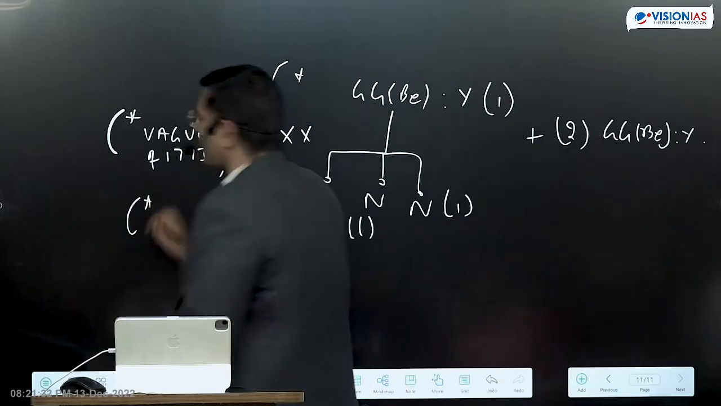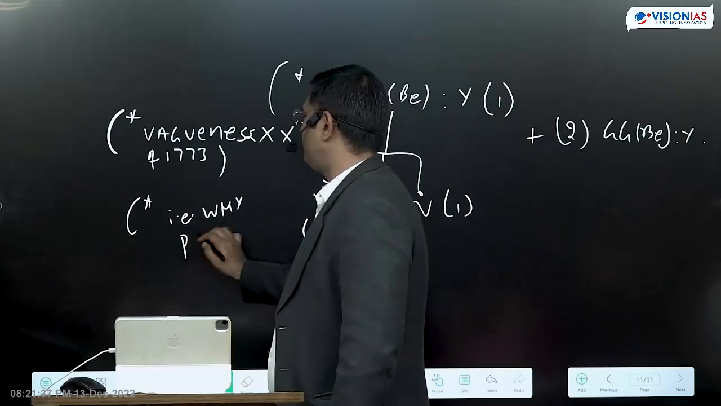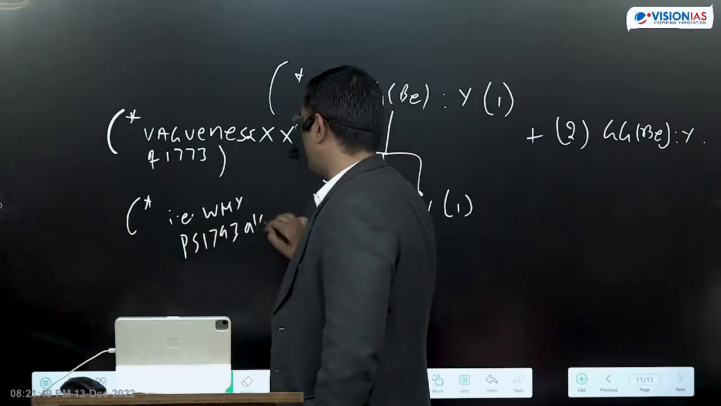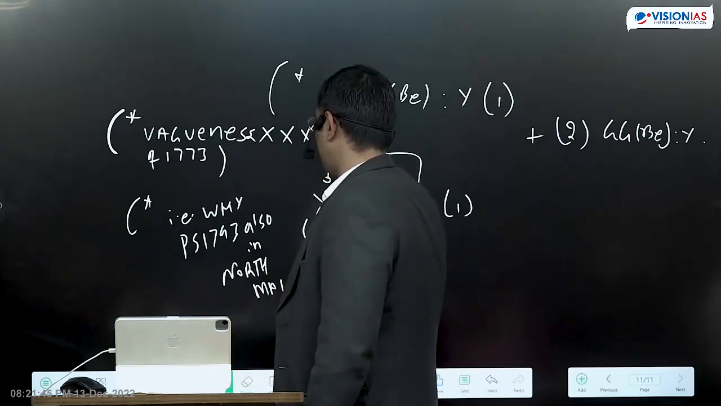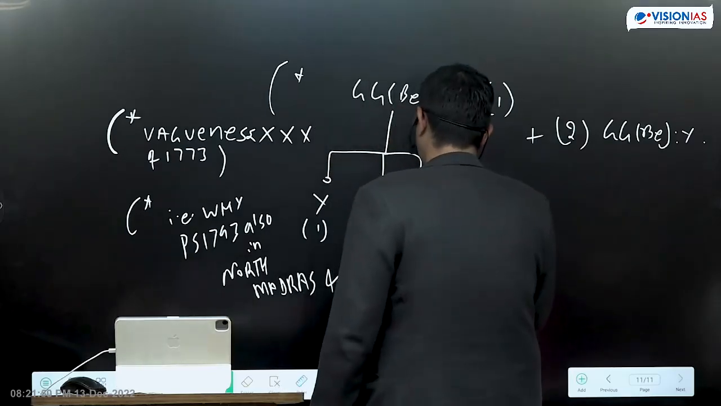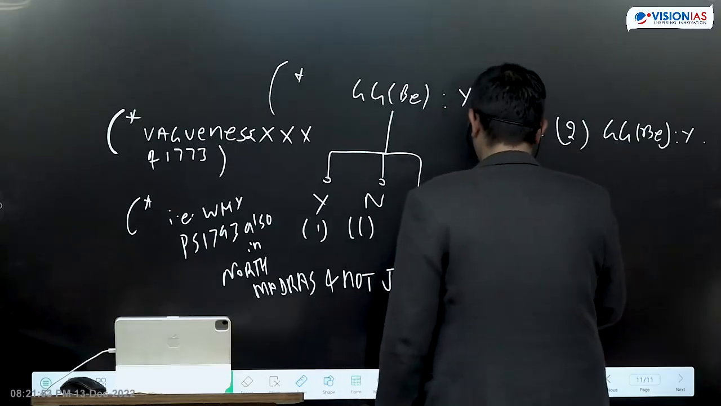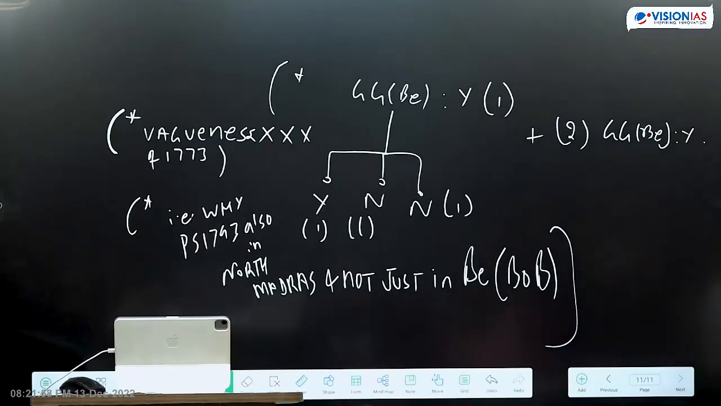And one more, in brackets put a star and write, that is why the Permanent Settlement of 1793 was also in North Madras, and not just in Bengal. Because the governors of Bombay and Madras were subordinated not just in matters of war and peace but also in revenue matters. Revenue matters means in the case of the land revenue system also, the Governor General of Bengal can give some directions to the governors of Bombay and Madras.